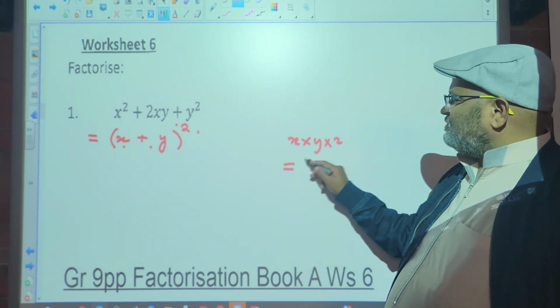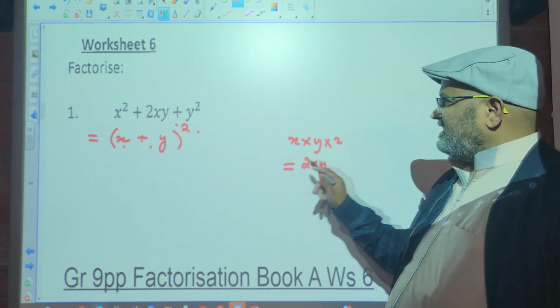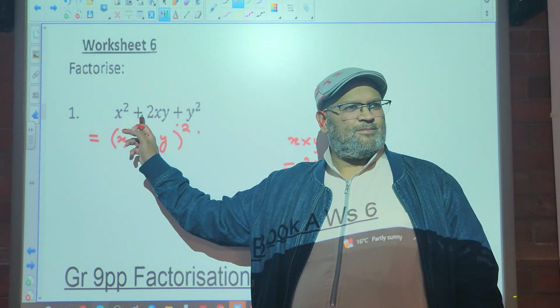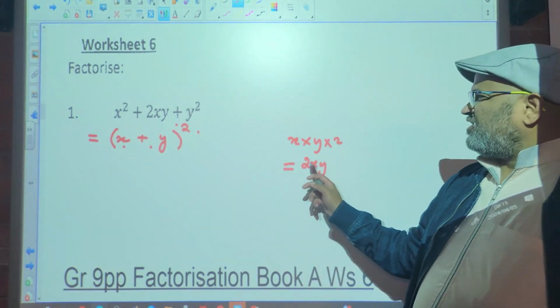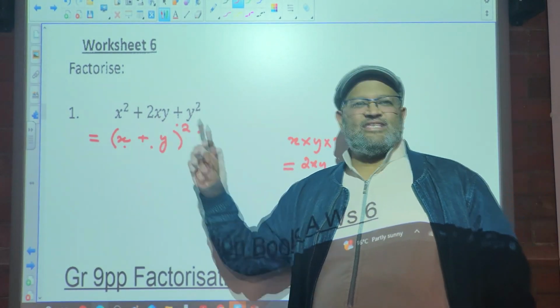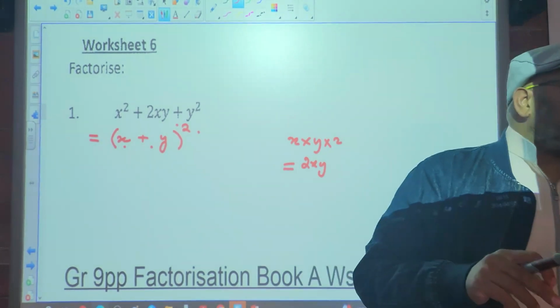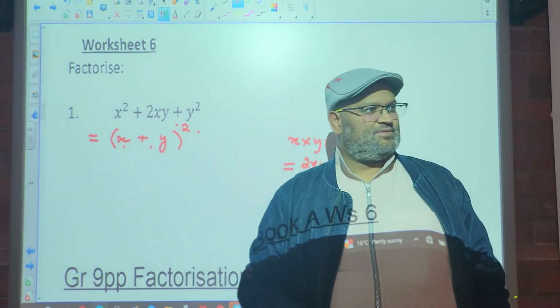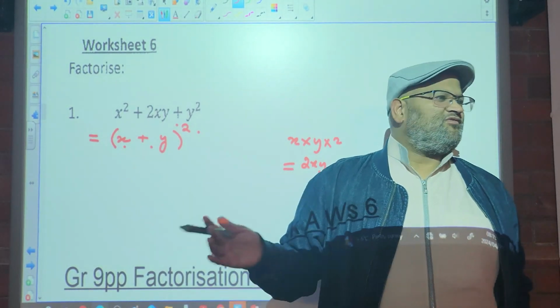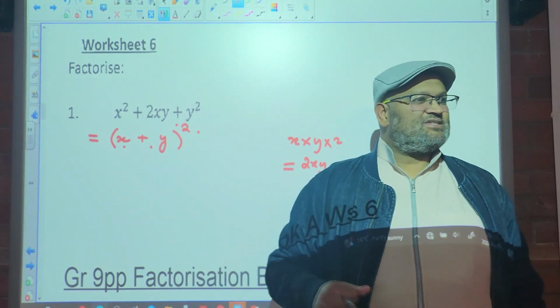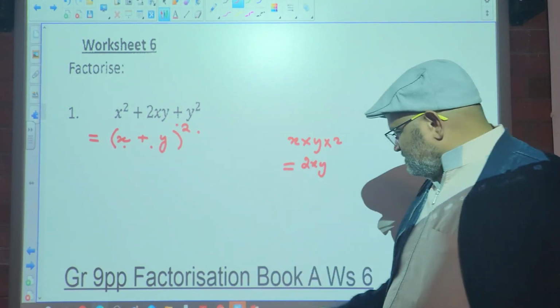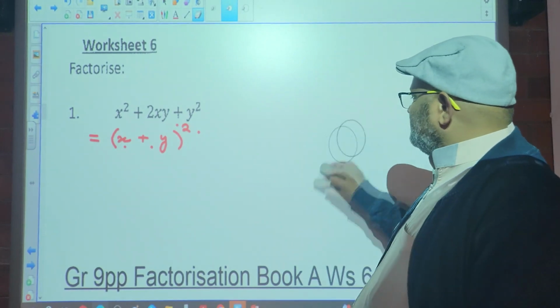So what's x times y? xy, and xy times 2? 2xy. And that is of course the middle term. If this didn't correspond with the middle term, then this is actually not a perfect square trinomial. You just say unfactorable or can't factorize. You guys understand? So what we're going to do is the next one together.